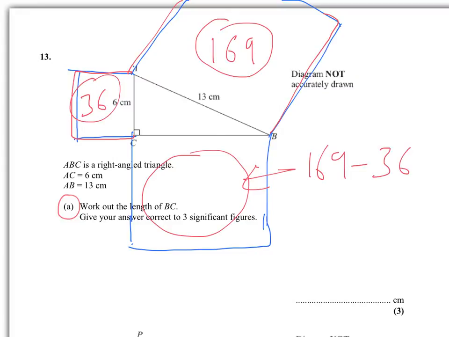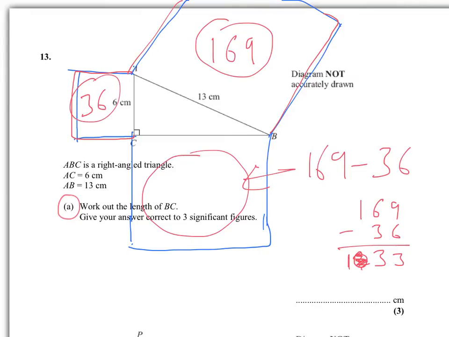In other words, this area here is 169, take away 36. Remember to get that the right way around. The little square plus the medium-sized square equals the big square. So 169 take away 36, well, we could do that with or without a calculator. I'm just feeling in the mood to check this one. So 9 take away 6 is 3, 6 take away 3 is 3, and 1 take away 0 is 0. Right, 133.